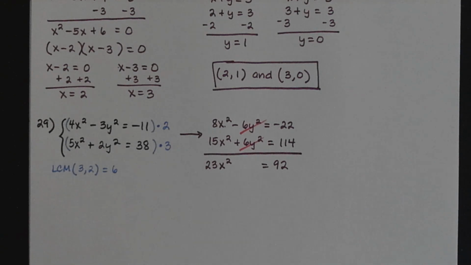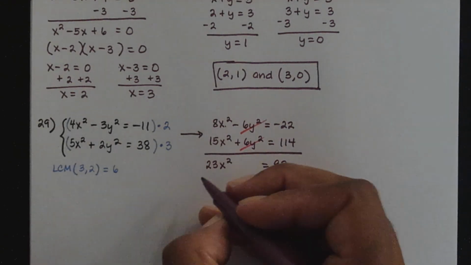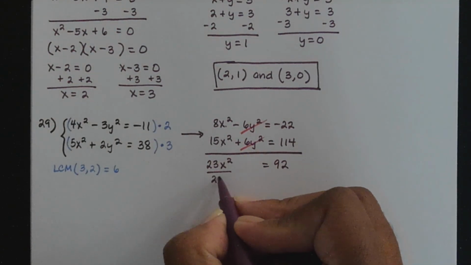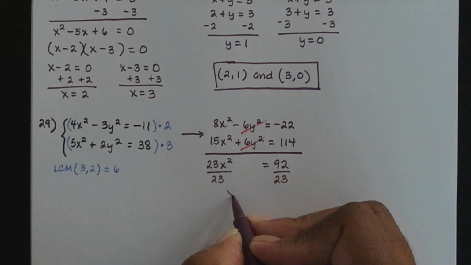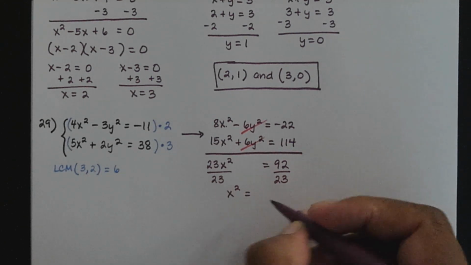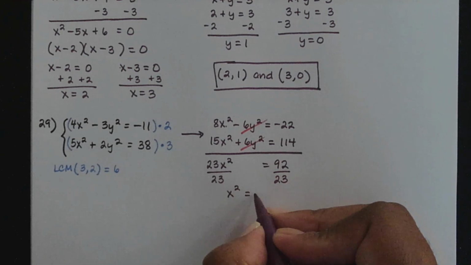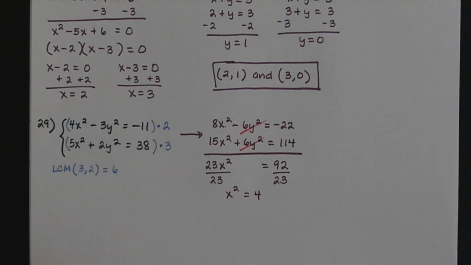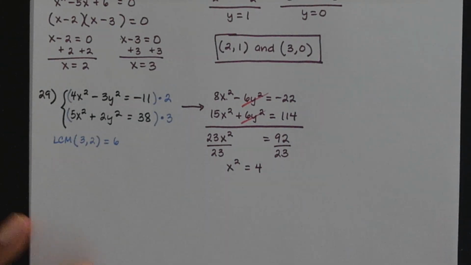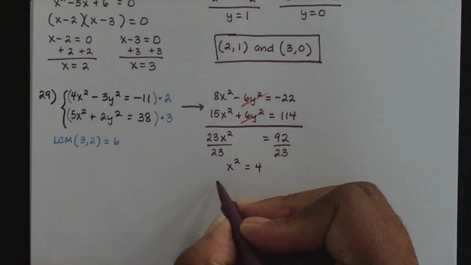And now to get x squared by itself, I'm multiplying it by 23, so I need to divide both sides by 23. So here x squared is equal to 92 divided by 23, which is 4. And now, to find out what x is, what's the opposite of squaring something? Take the square root on both sides.